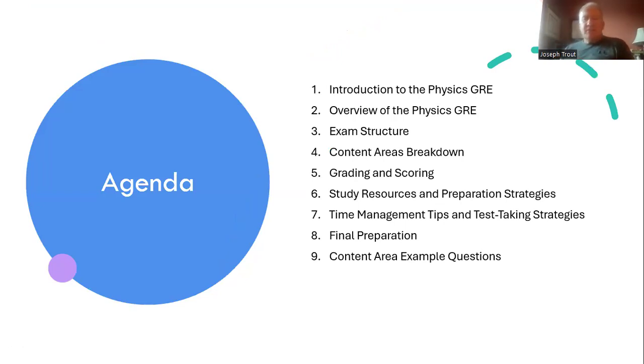So our agenda is to talk about an introduction to the physics graduate record exam, the GRE, and give an overview of the physics graduate record exam, the exam structure, some of the content areas, and break down exactly what they consist of. I'll talk about grading and scoring, study resources and preparation strategies, and something that probably everyone can use, some tips on time management and test taking strategies, and some ideas for final preparation. And then we'll start looking at some of the content area example questions.